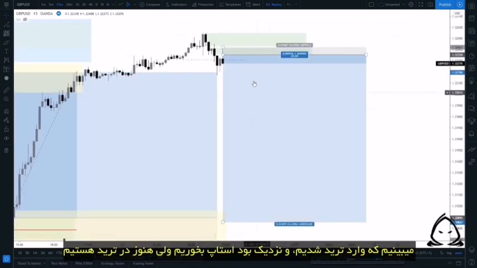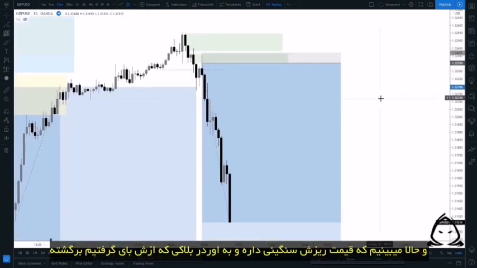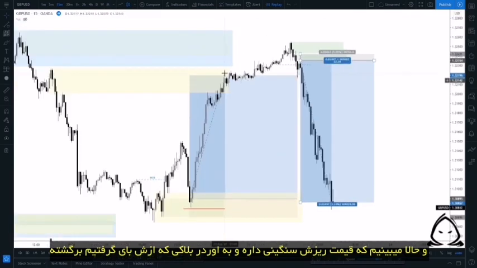So you can see that we've been tagged into the trade and just barely kept in for now. And we can see that price is now moving very heavily to the downside and has returned right back to the order block that we entered our long position on.